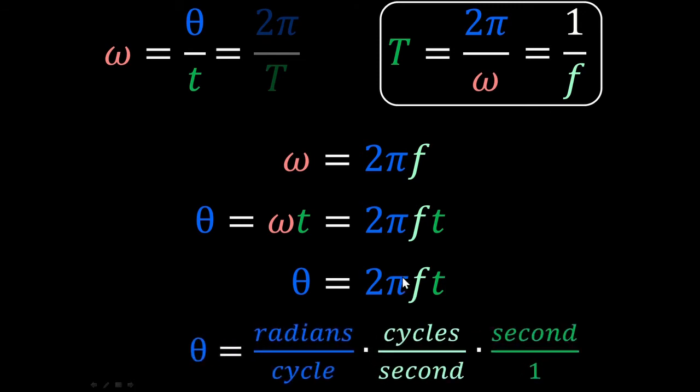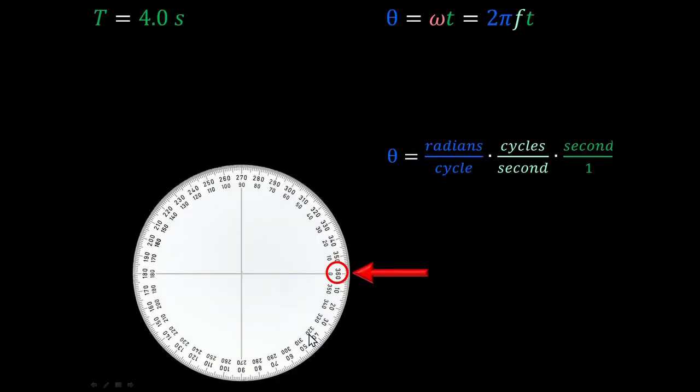We can make sense of that because 2 pi is how many radians are in a complete cycle. Frequency is how many cycles go by every second. And time is just measured in seconds. So cycles cancel, seconds cancel, and when we do that, we're just left with an angle in radians. All right, so let's practice that.